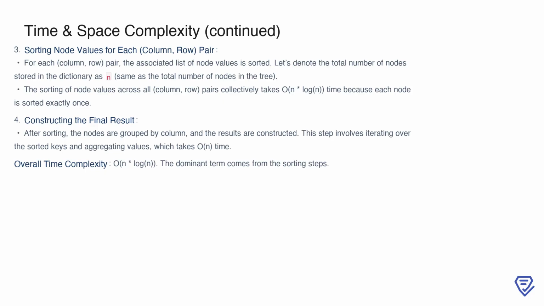The next step involves sorting the node values associated with each column, row pair. For every pair, we have a list of values representing nodes at the same position, and these lists need to be individually sorted. Since there are n nodes collectively distributed among the lists, the total sorting time for all these values is n*log n. After sorting, we construct the final result by grouping the nodes column by column. This grouping step involves iterating over the sorted keys and aggregating their corresponding values, which takes n time. When combining all of these steps, the overall time complexity of the solution is n*log n, with the dominant term arising from the sorting operations.